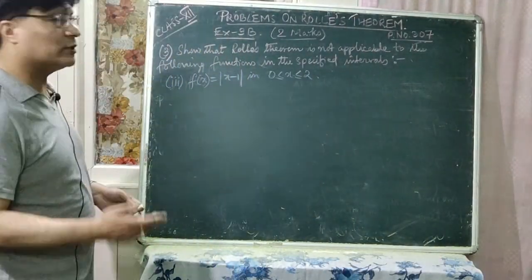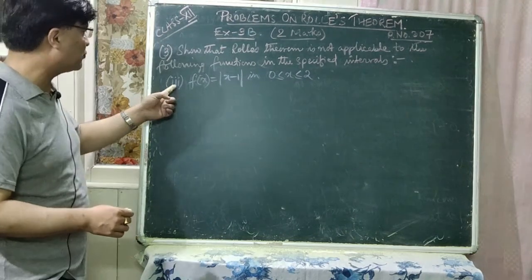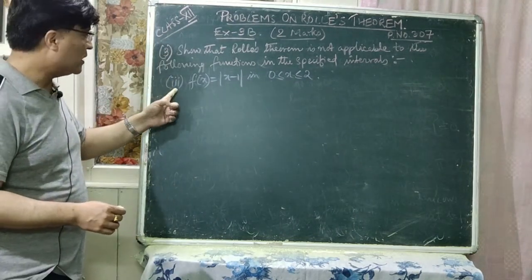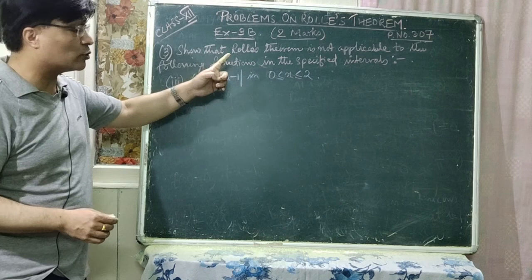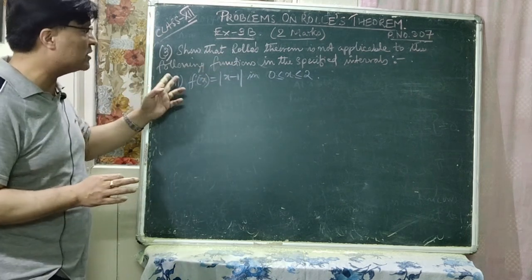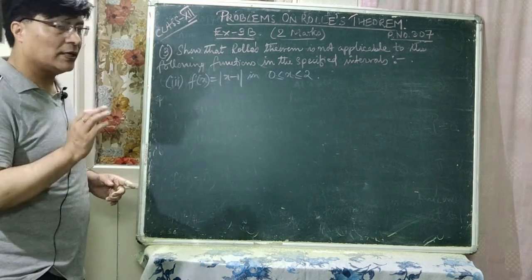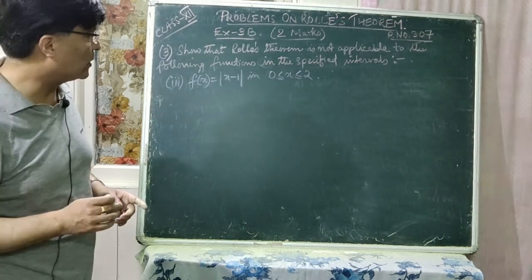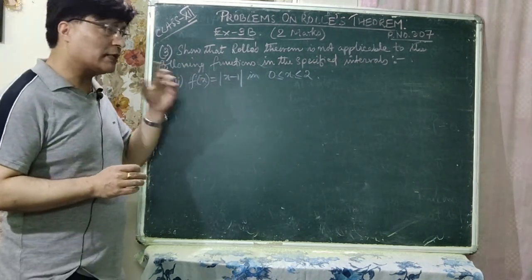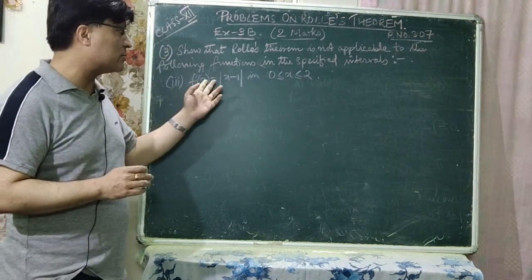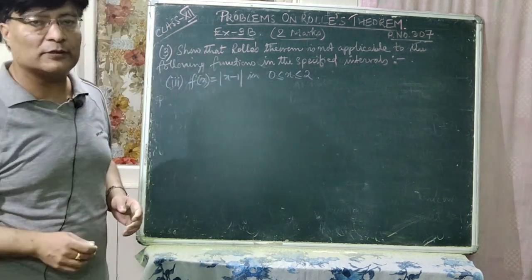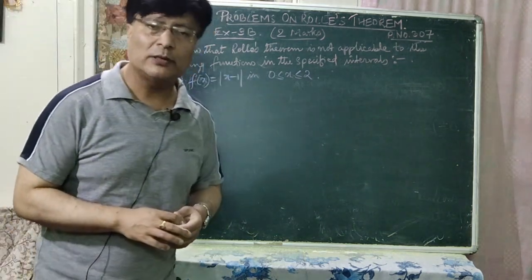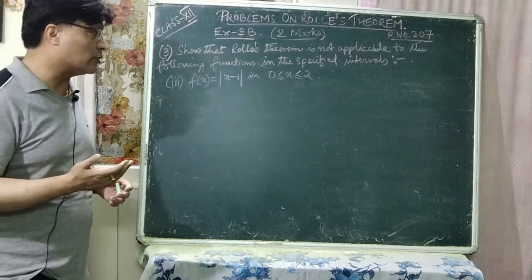So now we'll do the next question, that is question number 3 of number 3. So in this case also you have to show that Rolle's theorem is not applicable for this function f of x in the specified interval. Okay. So now it is given f of x is equal to mod x minus 1 in the closed interval 0 less than or equal to x less than or equal to 2.